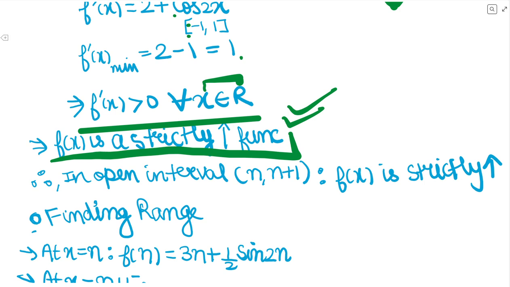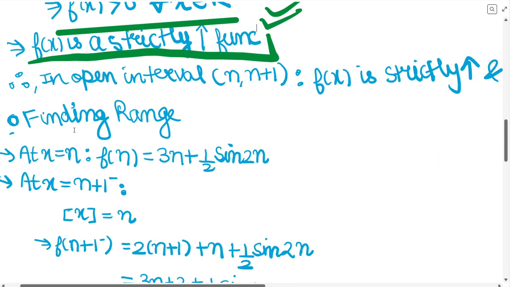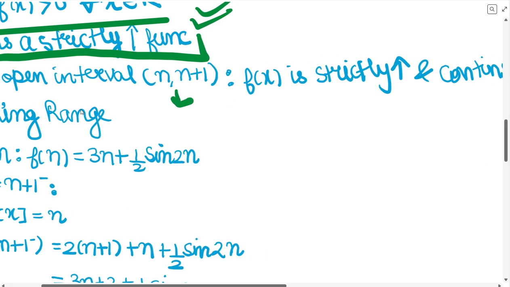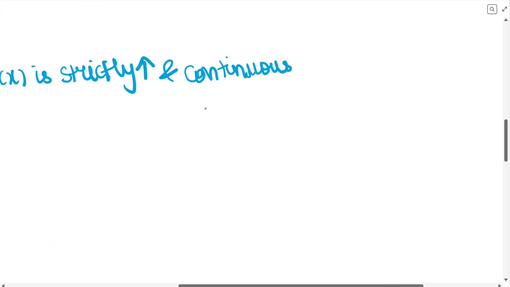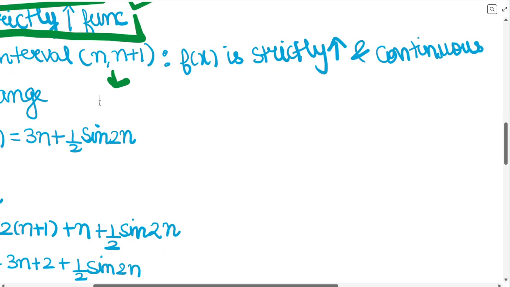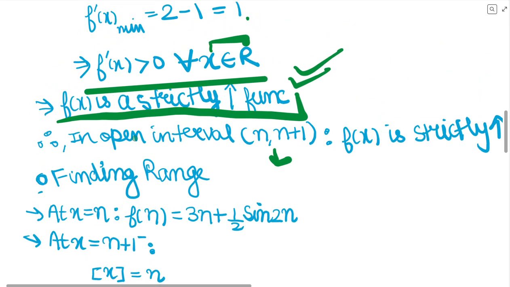Let's see if we can use this further. Therefore, in the open interval, which means whatever number comes in between n and n plus 1, f(x) is strictly increasing and continuous. So remember, whatever discussion we're having right now, we are not including integers. We are just seeing whatever possibility is there between two integers, which are excluded.